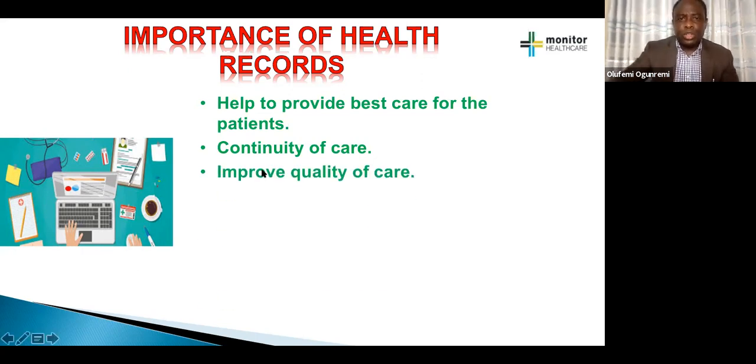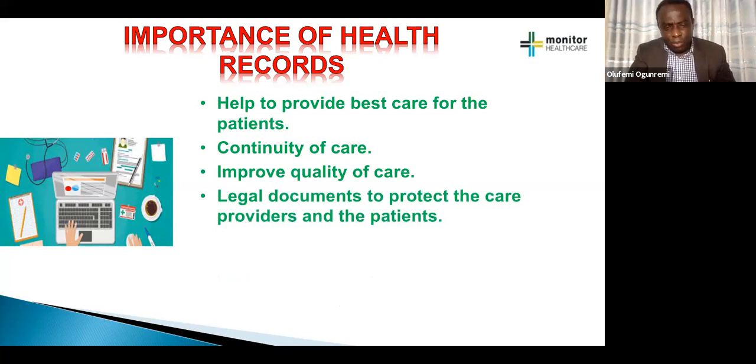Okay. So it also improves the quality of care. When you have an idea about the patient's health record, it's easier for me. When we talk about continuity, it's easier for me to look back and see what they've had before and see how we can use that to improve the care that they need even today and plan for the future. So if the records are robust, it makes it easier for us to improve the quality of care of the patients.